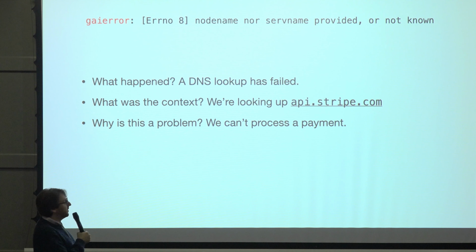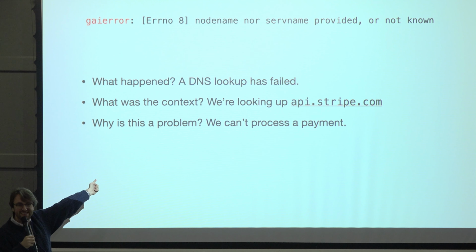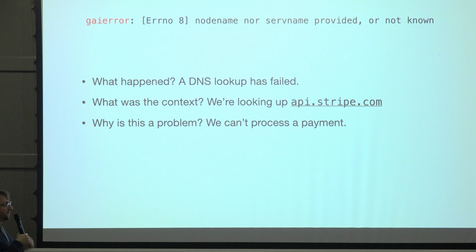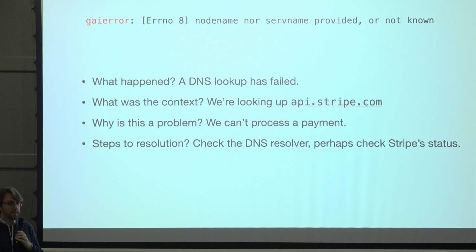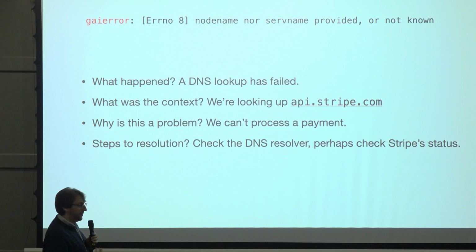Why is this a problem? Because we now can't process payments. We're losing money because we can't talk to Stripe. That is much more urgent, useful information than just a GI error. Steps to resolution: look at the DNS resolver. Something's wrong with the DNS resolver. Maybe check on Stripe status.